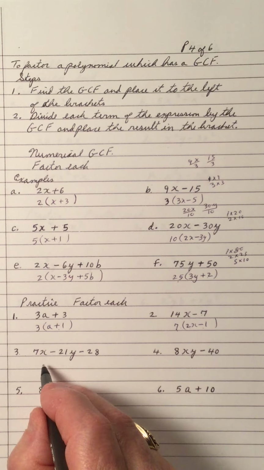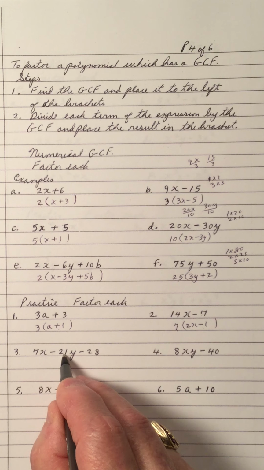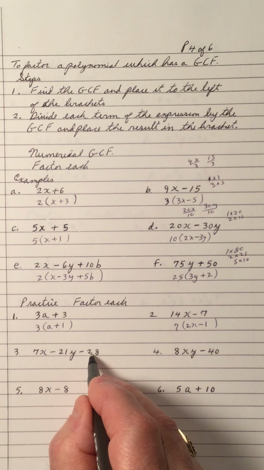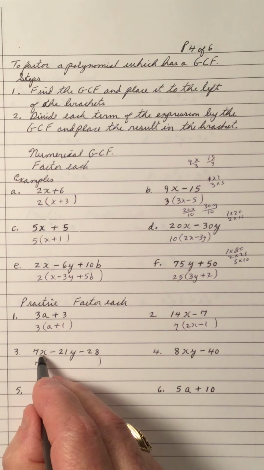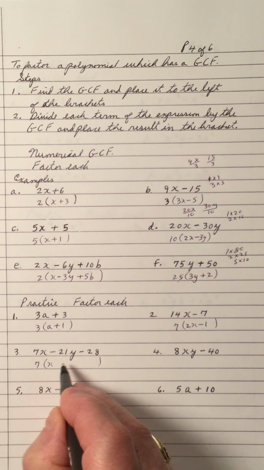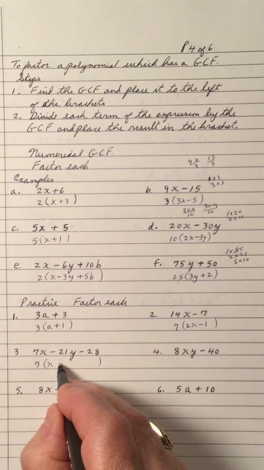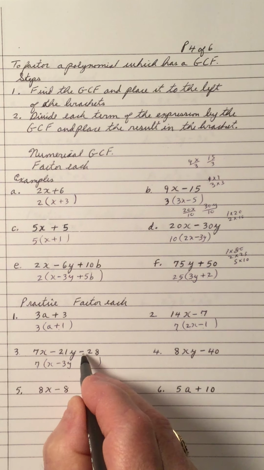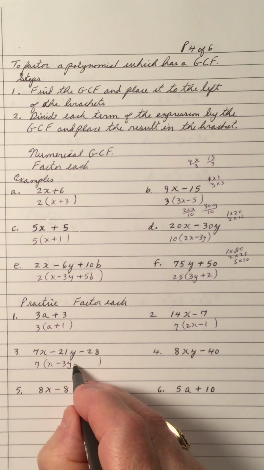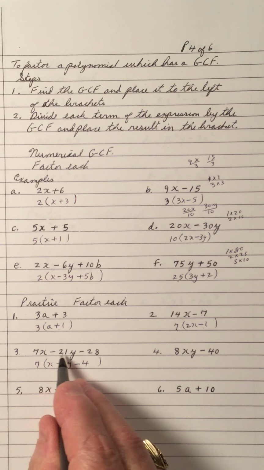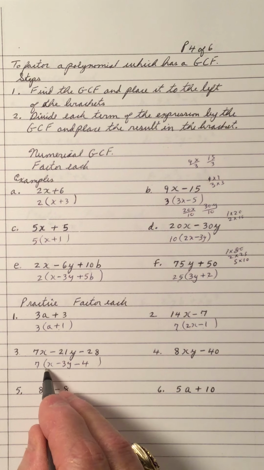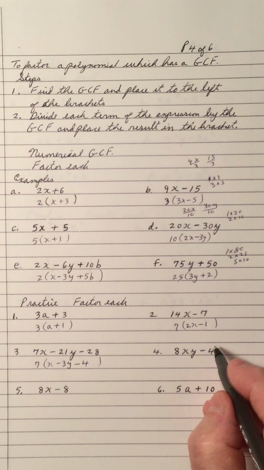Smallest number here is 7. Is 7 a common factor of 21 and 28? Yes. Let's take the 7, move it outside. 7x divided by 7 is an x. 21y divided by 7 is a 3, make it negative. And 28 divided by 7 is a negative 4. 3 terms up here, 1, 2, 3. 3 in here. Perfect.